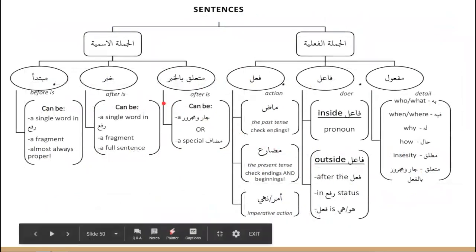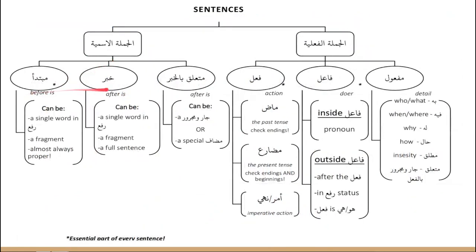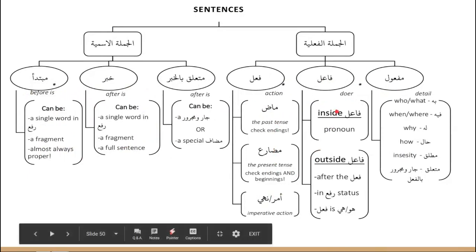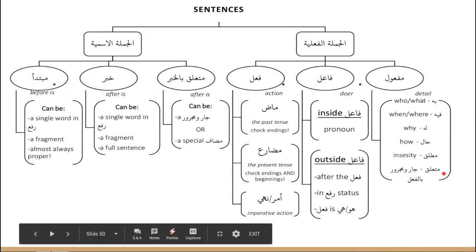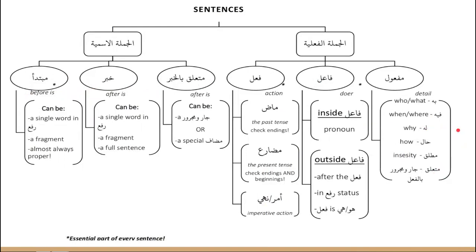So this is the basic concept we have learned so far. We have learned jumla ismiya: mubtada, khabar, and muta'alliq bil khabar, and how it comes. And we have studied the jumla fi'liya, fa'il, fi'l, and maf'ul. Fi'l are three types: madi, mudari, and amr and nahi. And we have studied the fa'il, inside fa'il, outside fa'il. And we have studied maf'ul: maf'ul bihi, maf'ul fihi, maf'ul lahu, maf'ul hal, maf'ul mutlaq, and muta'alliq bil fi'l. So take those things in your notes. That's pretty much it actually.